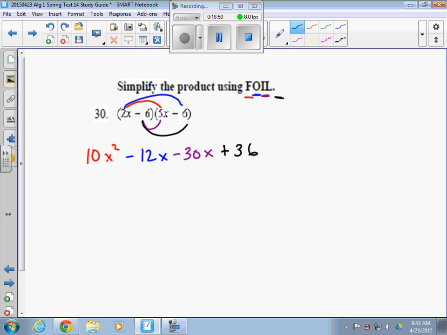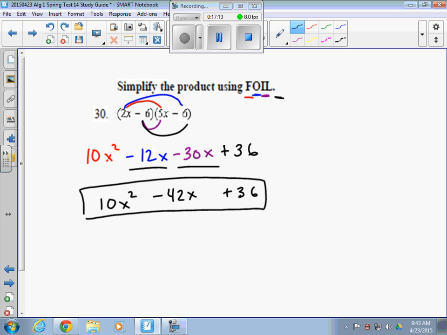Put your like terms together. You know your like terms in this case are negative 12x and negative 30x. Remember, like terms have the same variable raised to the exact same exponent. So negative 12 and negative 30 is negative 42x. Bring the rest down, plus 36 and 10x squared. And this is a simplified trinomial from foiling two binomials.